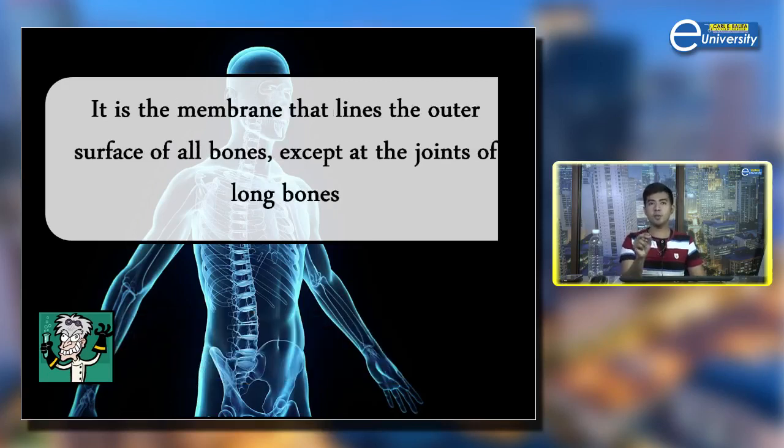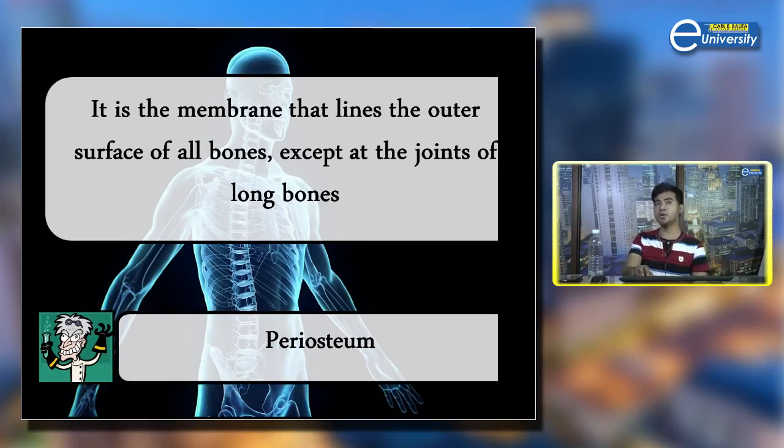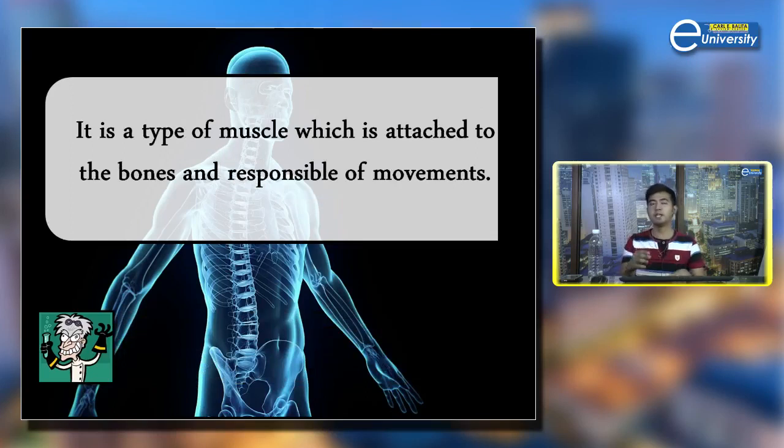How about this one? This question was derived from the skeletal system. It is the membrane that lines the outer surface of all bones, except at the joints of the long bones. I am referring to the membrane, the outer covering of bones. Correct. The answer is periosteum. That is the membrane that lines the outer surface of the bone.